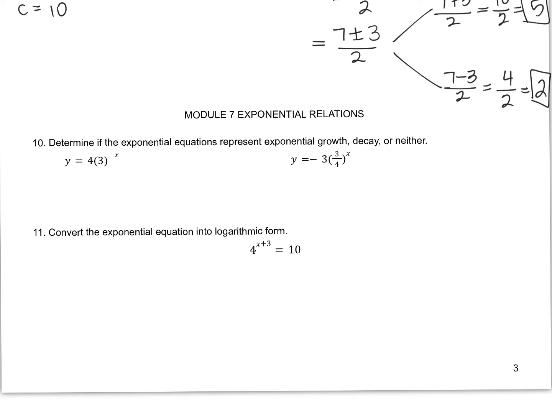When I'm trying to determine growth or decay, I look at the base number. If the base number is greater than 1, it's growth. And if it's a fraction between 0 and 1, it's decay. So we always care about that base number, the number that has the exponent. In our first equation, our base number is 3, and 3 is greater than 1, so this is growth. Our second equation, y equals negative 3 times 3/4 to the x. Our base number is 3/4, which is between 0 and 1, which means it represents decay.